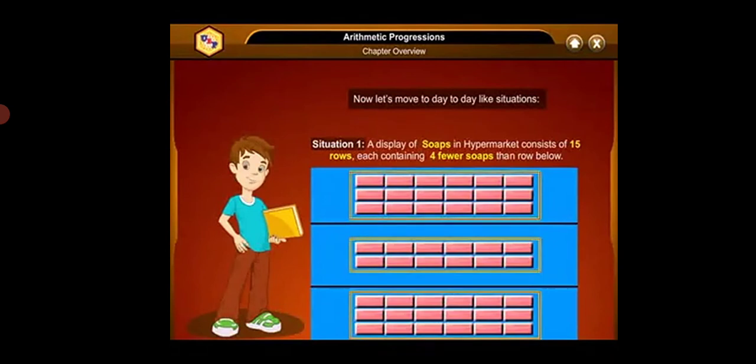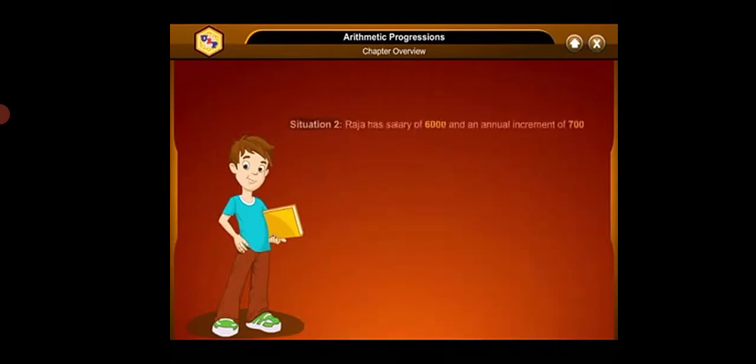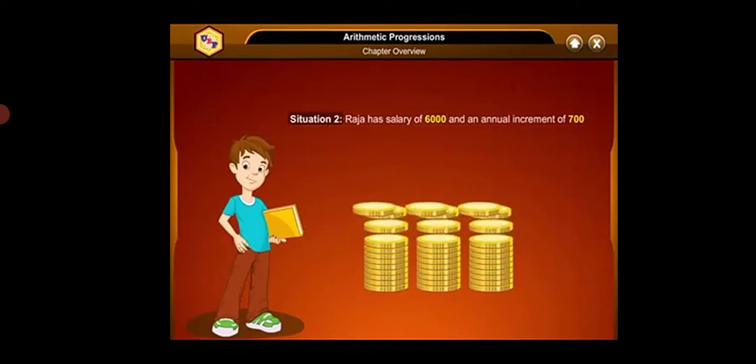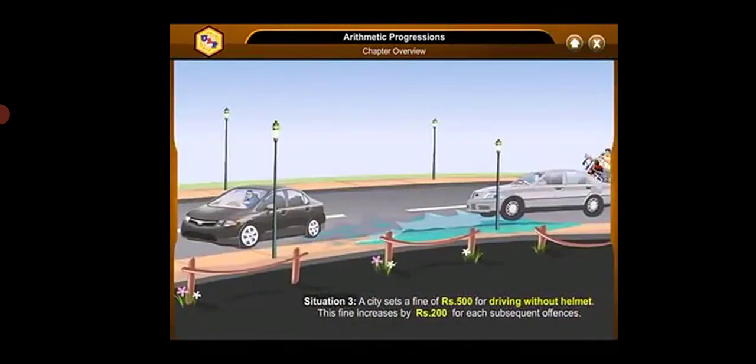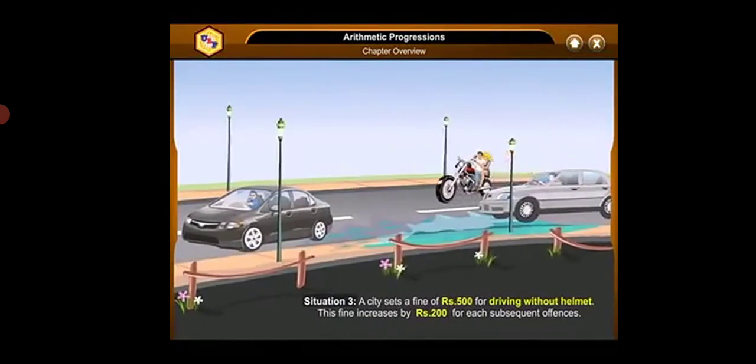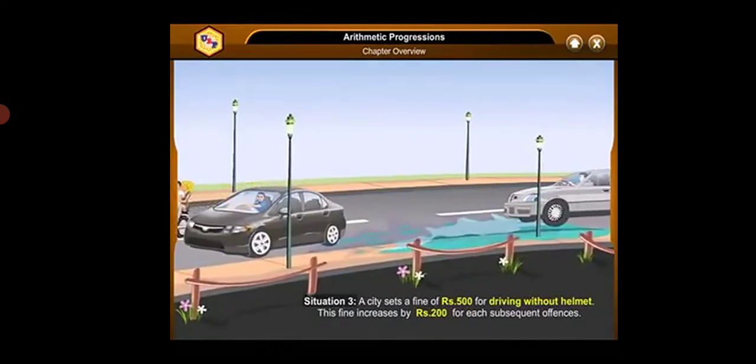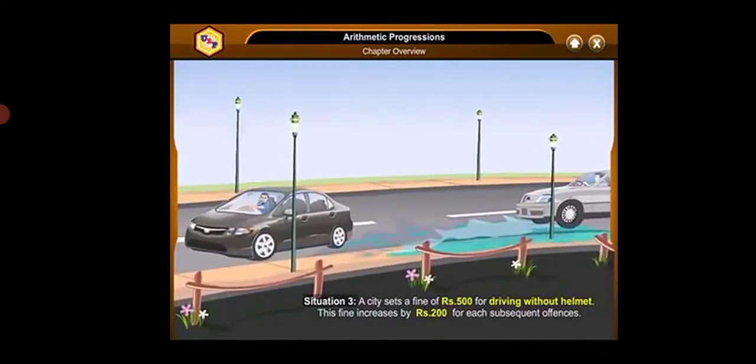Situation number 1. A display of soaps in a hypermarket consists of 15 rows, each containing 4 soaps, with each row below having one more. Situation number 2. Roger has a salary of 6,000 and an annual increment of 700. Situation 3. A city sets a fine of rupees 500 for driving without a helmet. This fine increases by rupees 200 for each subsequent offence.